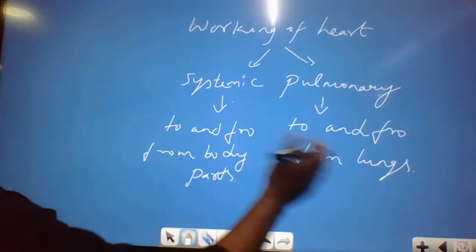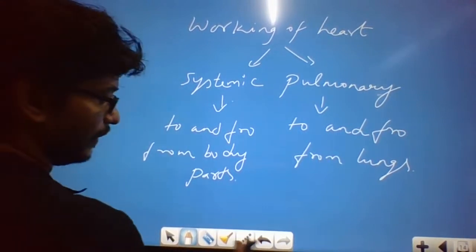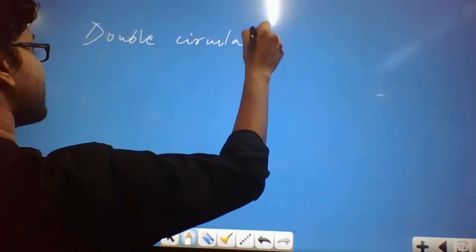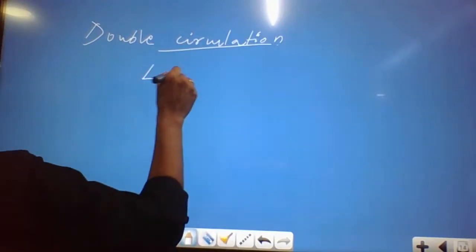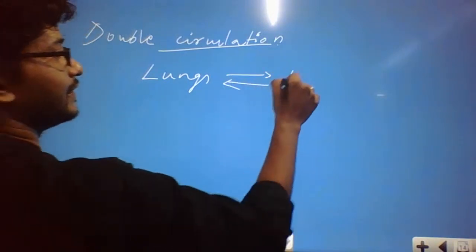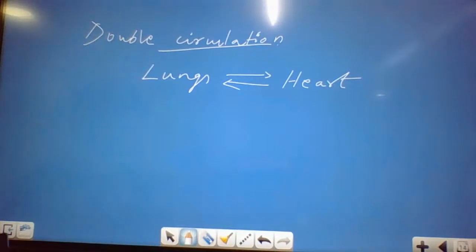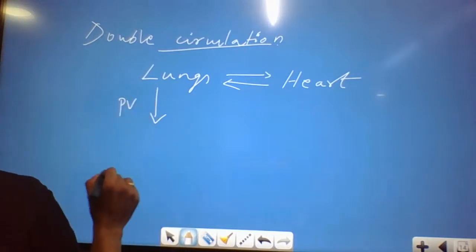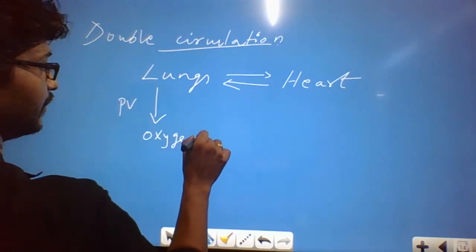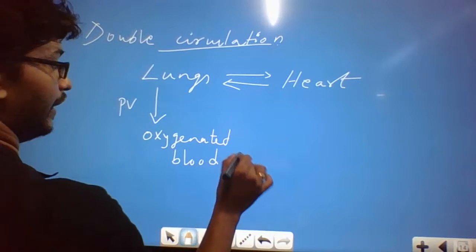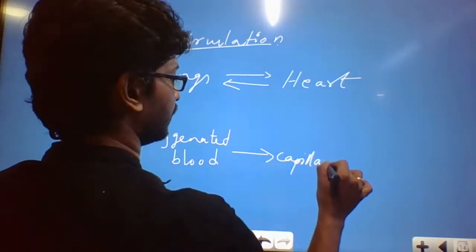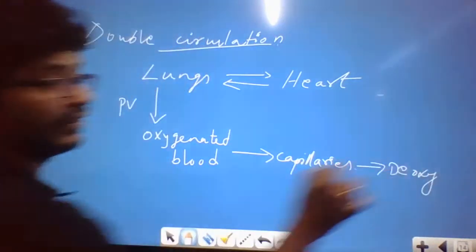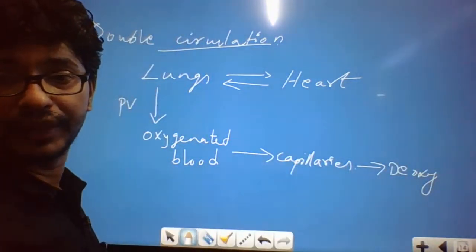So next we move on to the double circulation. What is double circulation? It happens between the lungs and the heart, and both play an important role. In the lungs, you could see the pulmonary vein carrying the oxygenated blood, which moves on to the capillaries, and it becomes deoxygenated because the capillaries are absorbing.